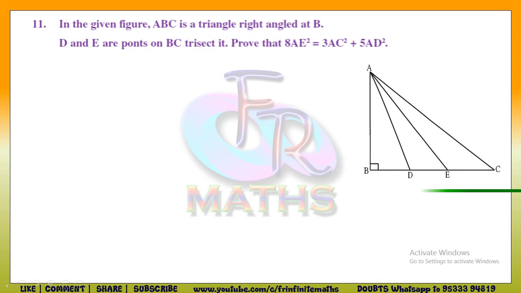So in the given figure, ABC is a triangle right angled at B. D and E are points on BC that trisect it. Trisect means it divides the given BC into 3 equal parts. Then prove that 8 times AE square is equal to 3 times AC square plus 5 times AD square. Now follow the things. AC square means this hypotenuse, right? And AD square means this hypotenuse. So we all need to play with those hypotenuses, right?